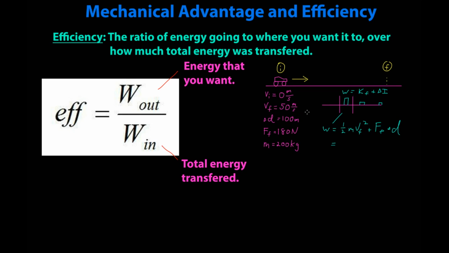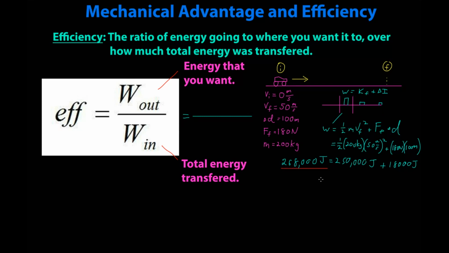If I drop this, I get work equals 1/2 m v_f squared plus force friction times delta d. Notice I don't need time at all for this, and that's because this problem is not dealing with power like we did last time. 1/2 times 200 kilograms times 50 meters a second squared plus 180 newtons times 100 meters gives me 250,000 joules plus 18,000 joules, which gives me a total transfer of 268,000 joules. Now, efficiency, work in, is the total energy transferred. That is this.